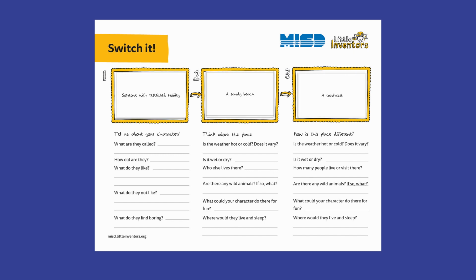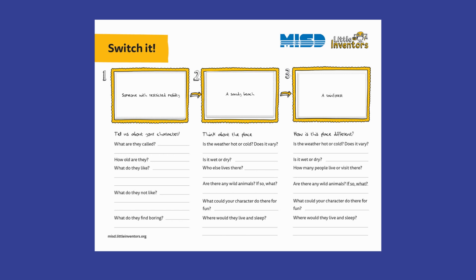Here's an example of how it should look. The next step is to work through the questions underneath the cards, writing down information about the character, who they are and what their likes and dislikes are. This part is about using your imagination to create a character in your head. It could be based on a real person or totally made up.